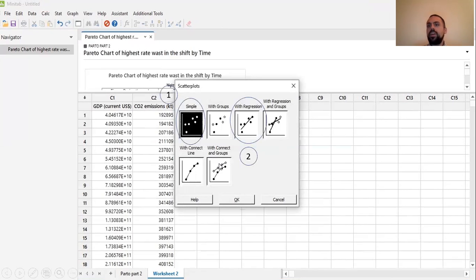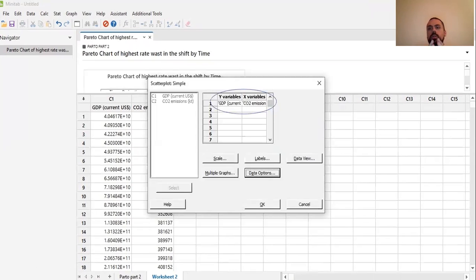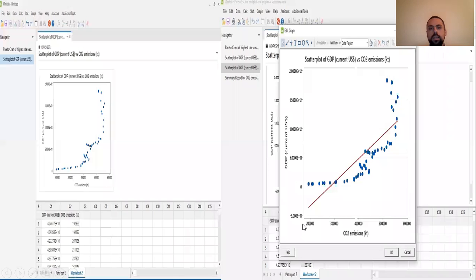As you can see, we have different types of scatter plot. But for two variables, the most important one is the simple and with regression. Please pay attention, both of them can be filled the same way. So I assume that CO2 emission is the independent variable and GDP is the dependent variable, and select them in each part and OK.